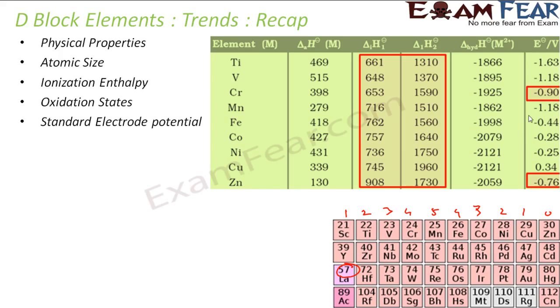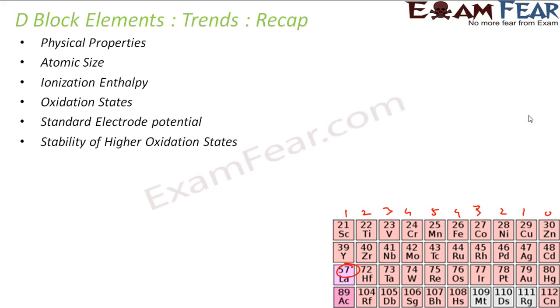Then we have the stability of higher oxidation states. We have seen that you get the higher oxidation state typically when the transition metal forms bonds with oxygen and fluorine. With oxygen and fluorine they get the higher oxidation state, and examples are CrF6 and MnO3F. In this case they have higher oxidation states. Why? Because oxygen and fluorine have high electronegativity and small size. Thus, typically transition metals form higher oxidation states with these elements.